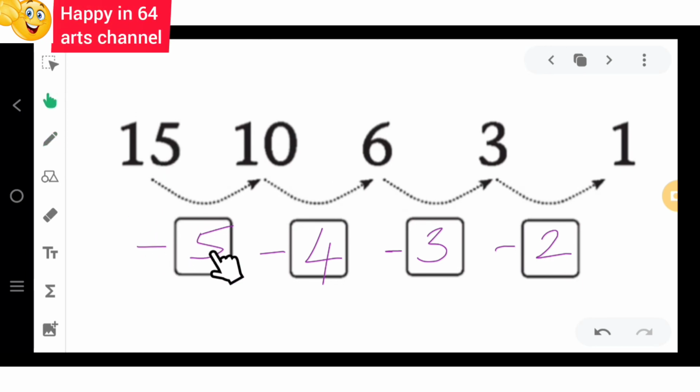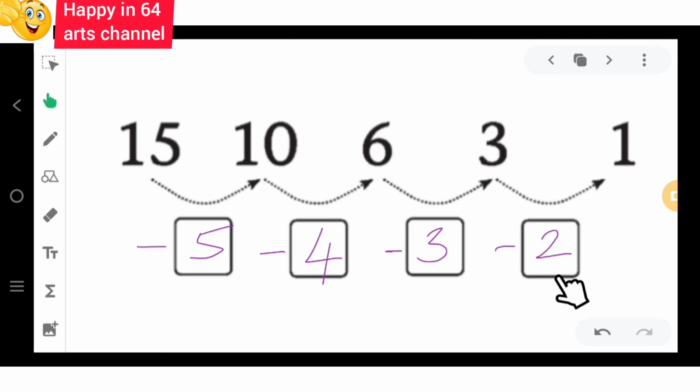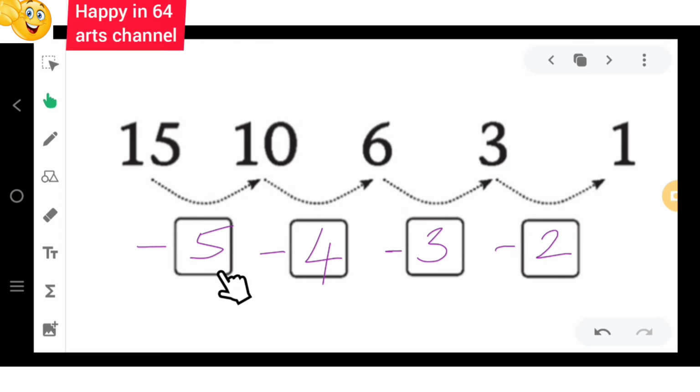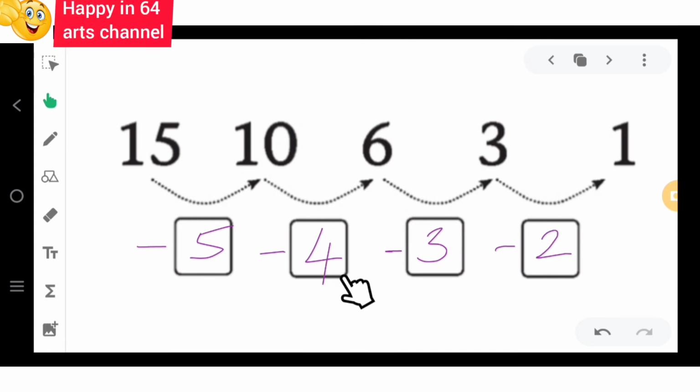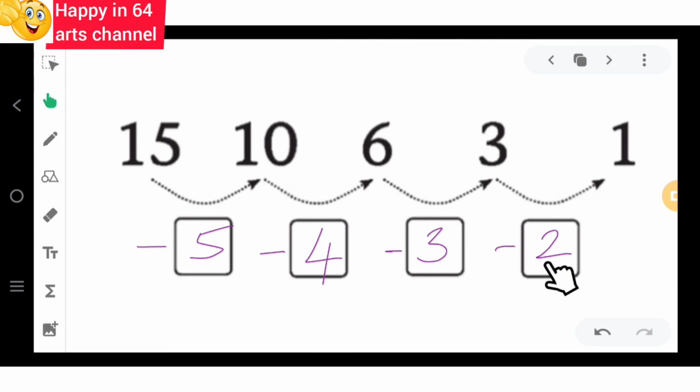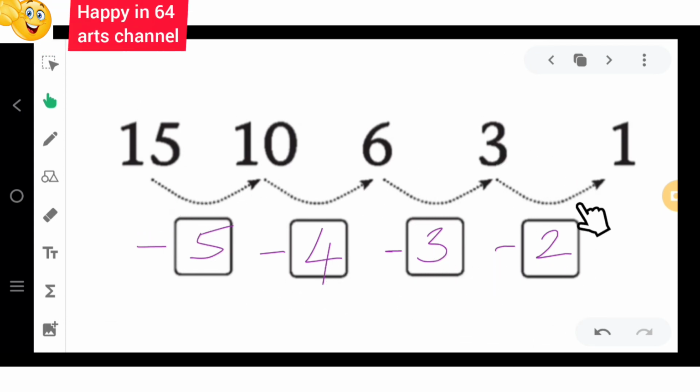So again, one more time, check it. 15 minus 5, 10. 10 minus 4, 6. 6 minus 3, 3. 3 minus 2, 1. So the subtraction numbers are also decreasing. So 5, 4, 3, 2. Okay, so this is one of the progressive patterns.